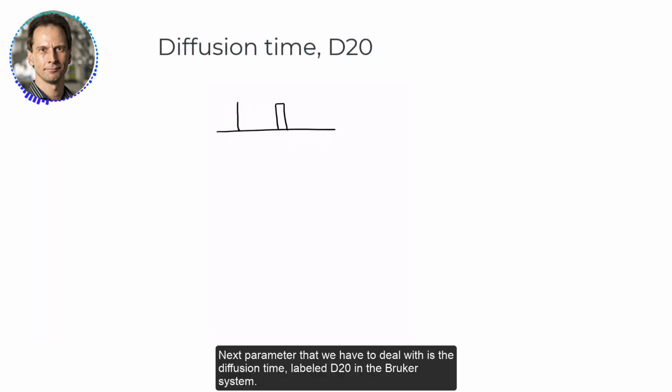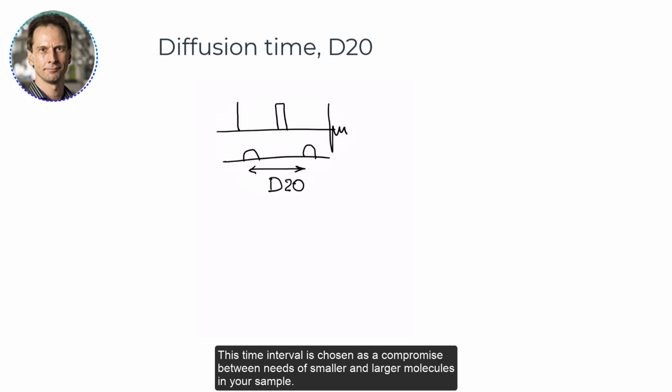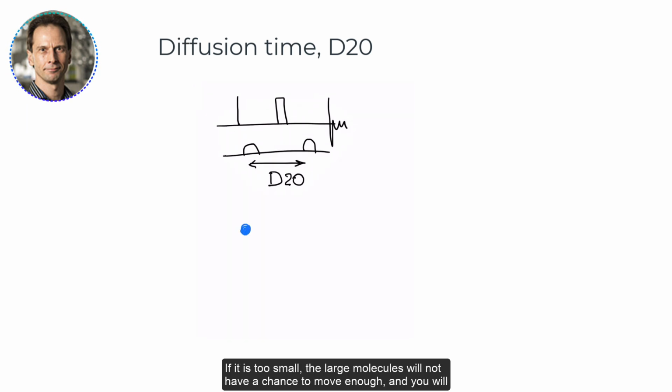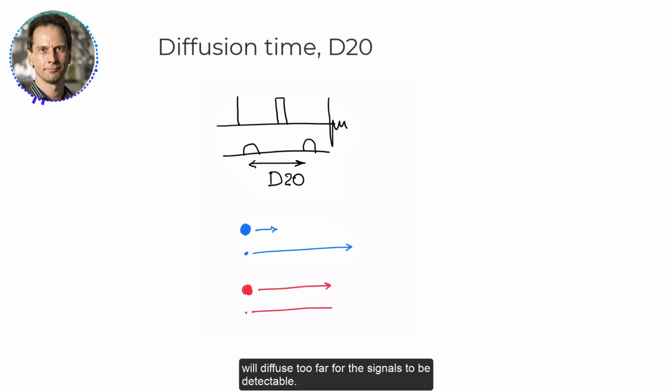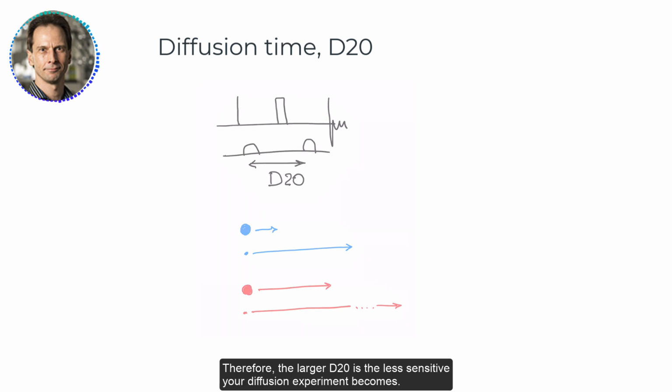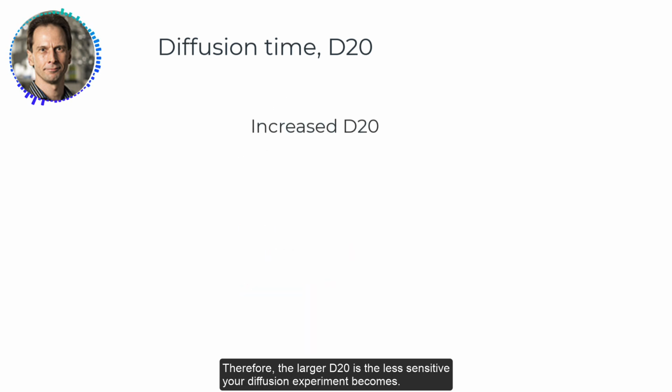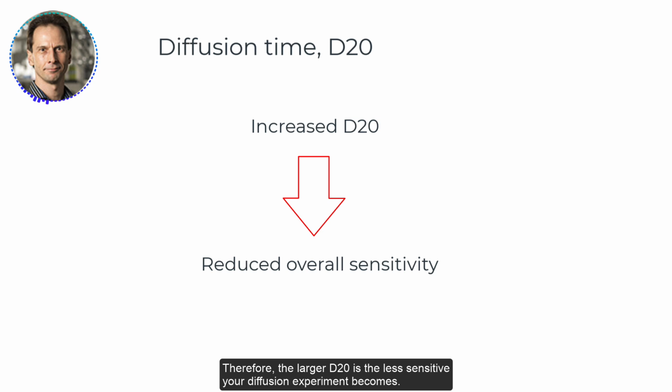The next parameter we have to deal with is the diffusion time, labeled D20 in the Bruker system. This time interval is chosen as a compromise between the needs of smaller and larger molecules in your sample. If it is too small, the large molecules will not have a chance to move enough, and you will not be able to determine the diffusion coefficient. If D20 is too large, small molecules will diffuse too far for the signals to be detectable. In addition, nuclear spins relax during D20 and lose magnetization. Therefore, the larger D20 is, the less sensitive your diffusion experiment becomes.